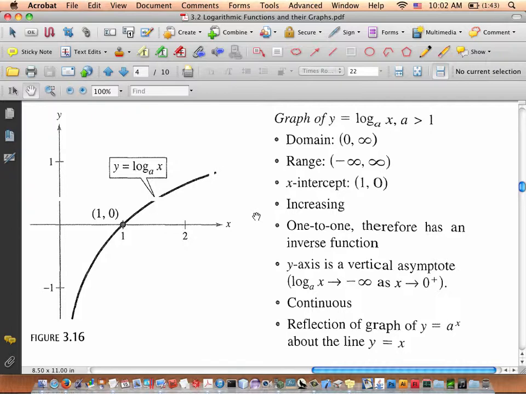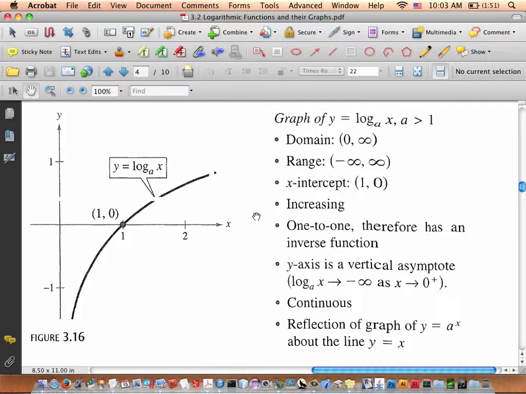The domain is from 0 to infinity, and the reason why it can't be anything less than 0 is something I've already told you. What can't be negative? The argument. The argument, the x, can't be negative. The function is always increasing, so it's always rising up from left to right. It is a one-to-one function, so it passes the horizontal line test, which means it has an inverse.